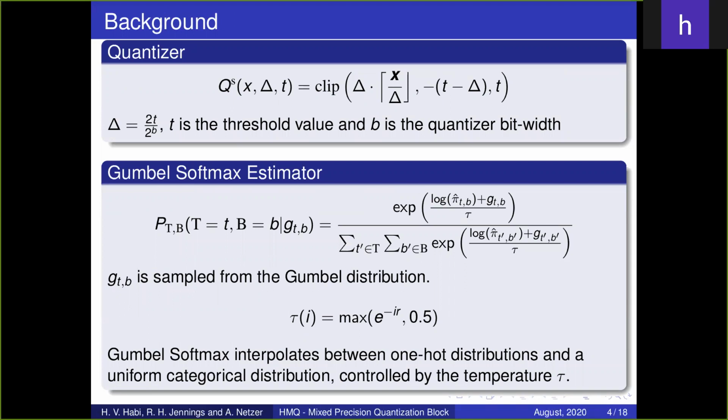Also, in this work, we use the Gumbel-Softmax estimator, which is a continuous distribution that samples a categorical distribution and is differentiable with respect to its parameters, pi. Using the temperature parameter tau, the Gumbel-Softmax interpolates between one hot categorical distribution when tau is close to 0 and a uniform categorical distribution when tau is close to infinity. In this work, we use the Gumbel-Softmax to search for the quantizer parameters.